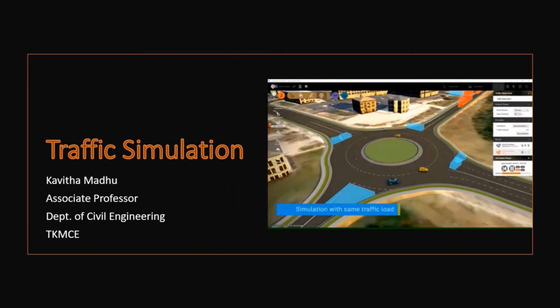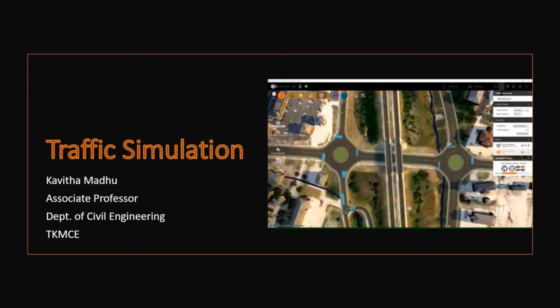engineering. As we all know, new technologies like automated vehicles and interconnected vehicles are emerging. So to test the traffic strategies and evaluate the various traffic management measures, we can use traffic simulation without directly interfering with the real traffic condition.